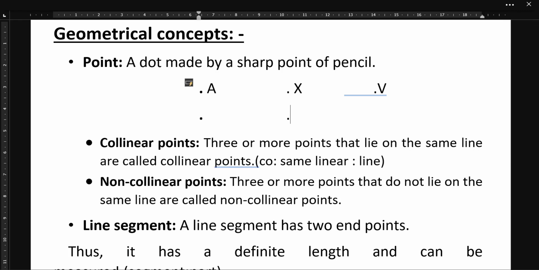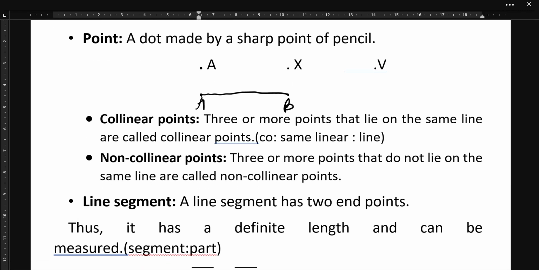Now after these points, suppose I am having these points and I want to join them with the shortest distance. Suppose this is point A and the next is point B. If I join them, the smallest distance, the definite length between these two points, is known as a line segment.